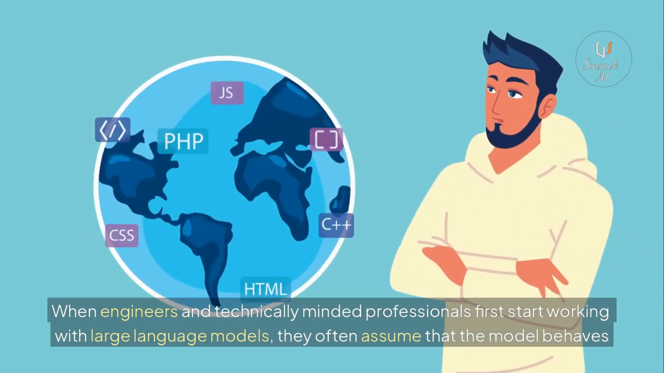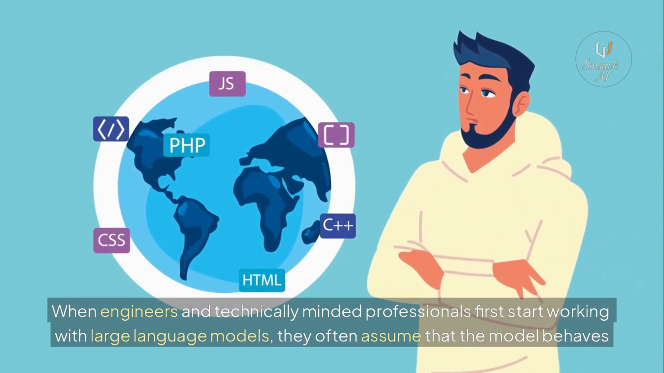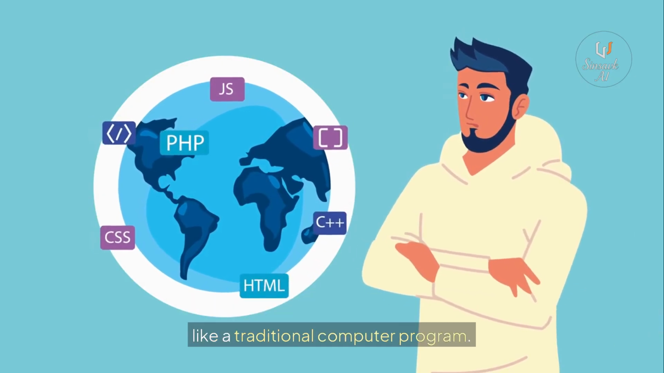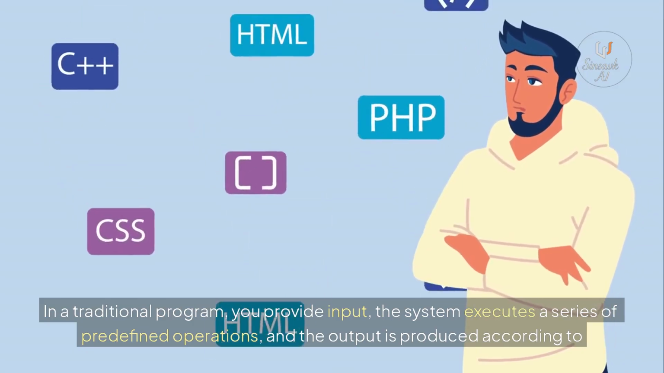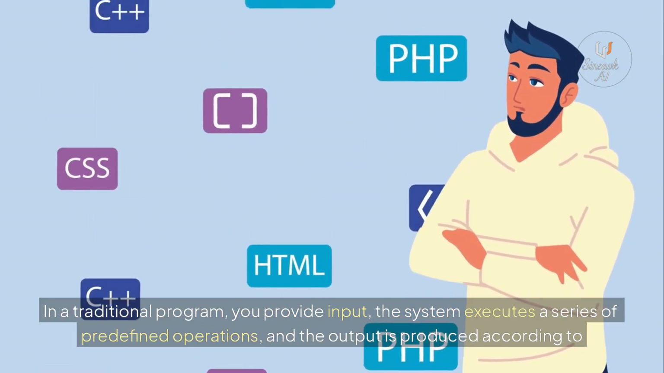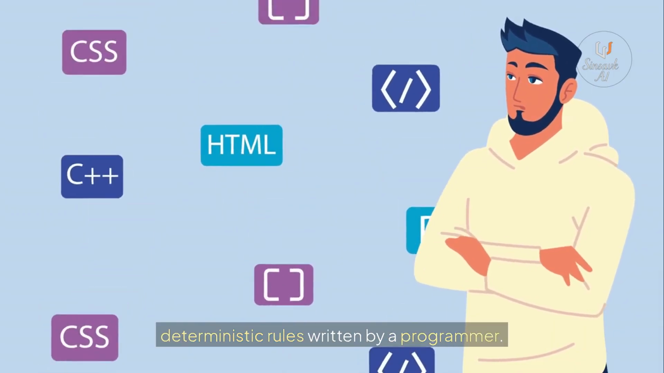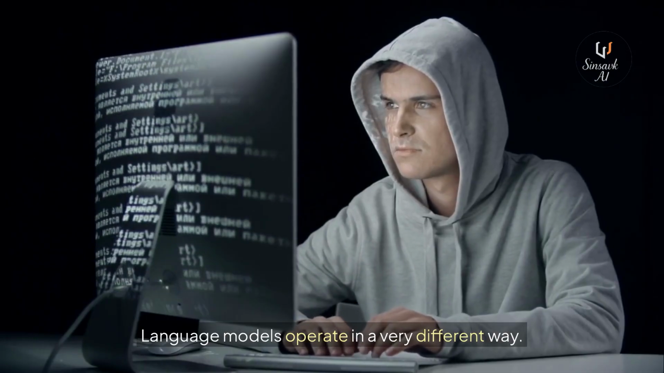When engineers and technically minded professionals first start working with large language models, they often assume that the model behaves like a traditional computer program. In a traditional program, you provide input, the system executes a series of predefined operations, and the output is produced according to deterministic rules written by a programmer. Language models operate in a very different way.